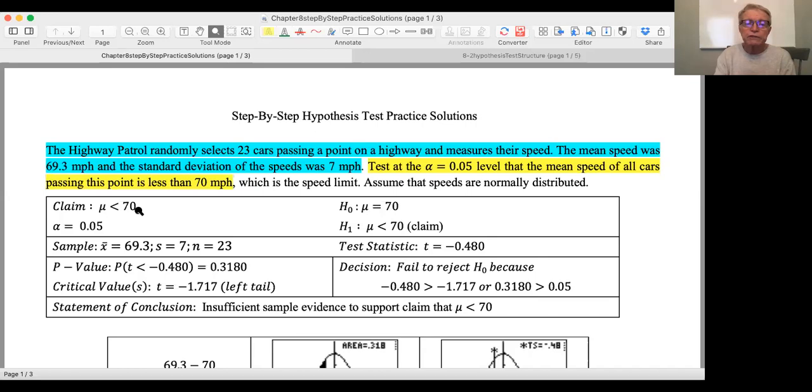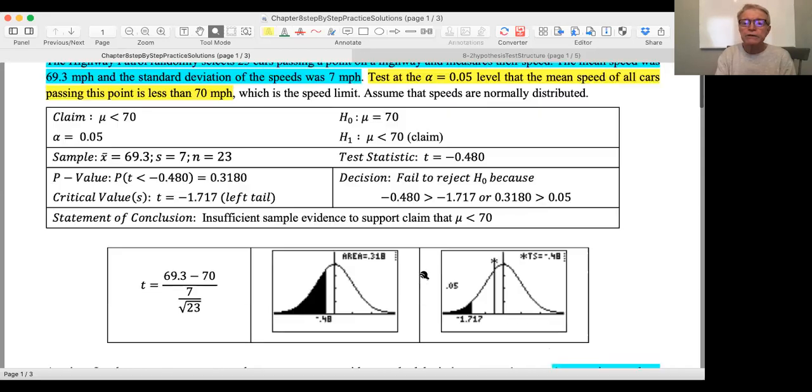And remember, the claim does not have an equals part. It's strictly less than, which means that the relationship in H1 is less than. So mu less than 70. And because the null did not have a less or a greater part, H1 is basically the claim. Remember, one of these two will be the claim, and since there is no equals part in the claim, H1 is the claim. All right, let's go to another problem.